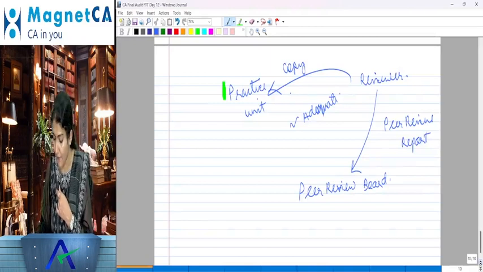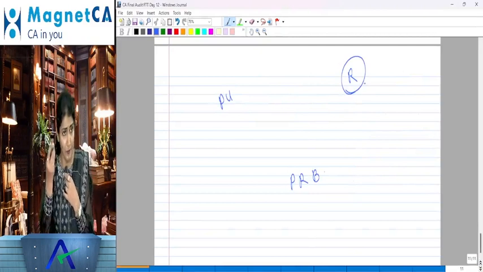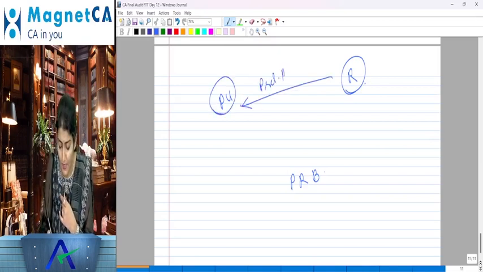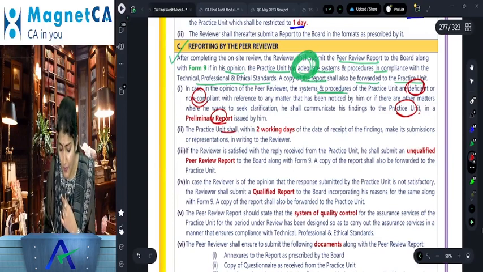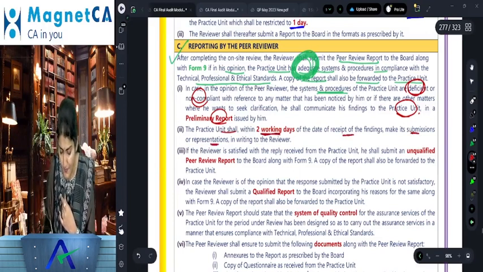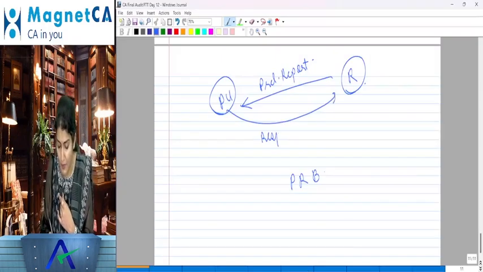Right? So now if the reviewer finds that the systems and procedures at the practice unit are deficient or non-compliant, they will send a preliminary report to the practice unit, right? The practice unit within 2 days of the receipt of the report has to make his submissions and representations to the reviewer. So they have to give a response to the preliminary report within the 2 working days.